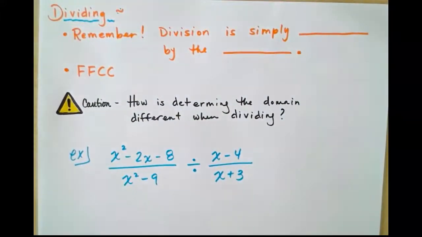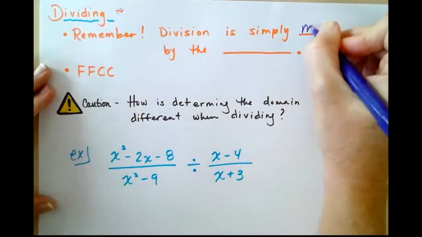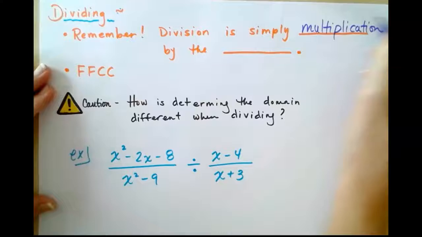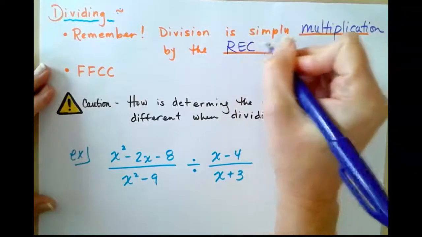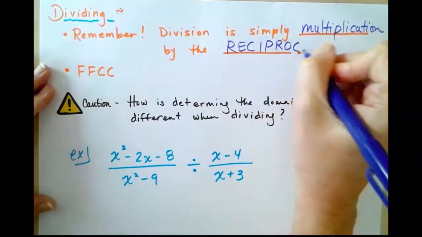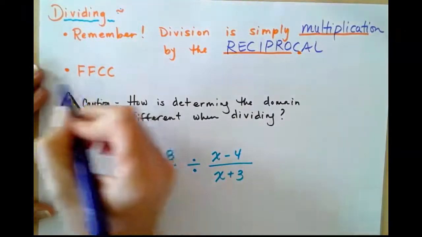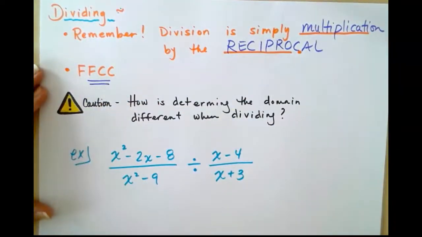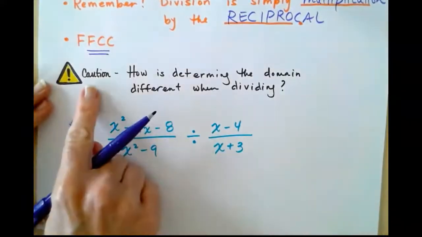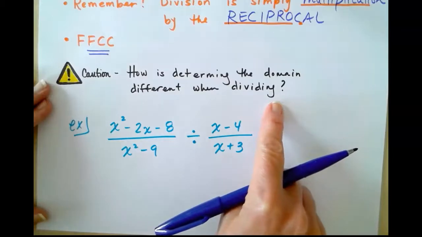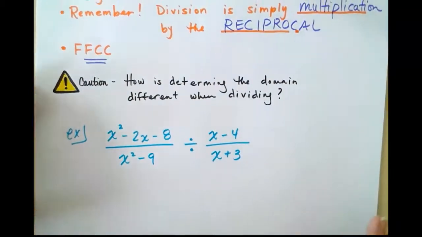Dividing. Remember, division is simply multiplication by the reciprocal. Multiplication by the reciprocal. We're still going to FFCC, but caution up again. And this time I've got a question to consider. How is determining the domain different when dividing?